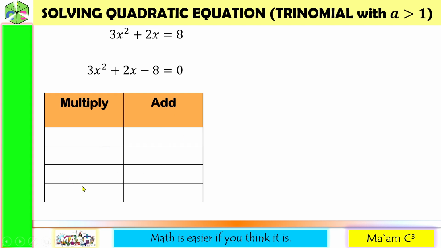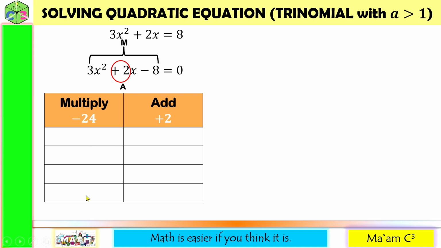So where am I going to get the values that I will put here? First, I am going to multiply the numerical coefficient of x squared, that is 3, with the constant term. So that is for letter M. 3 times -8 is -24. I'm going to place it here. Next, I am just going to copy the linear coefficient of the middle term. This is for the A. So I'll place it here, +2. I call this method the MA method. Now, what am I going to place here?